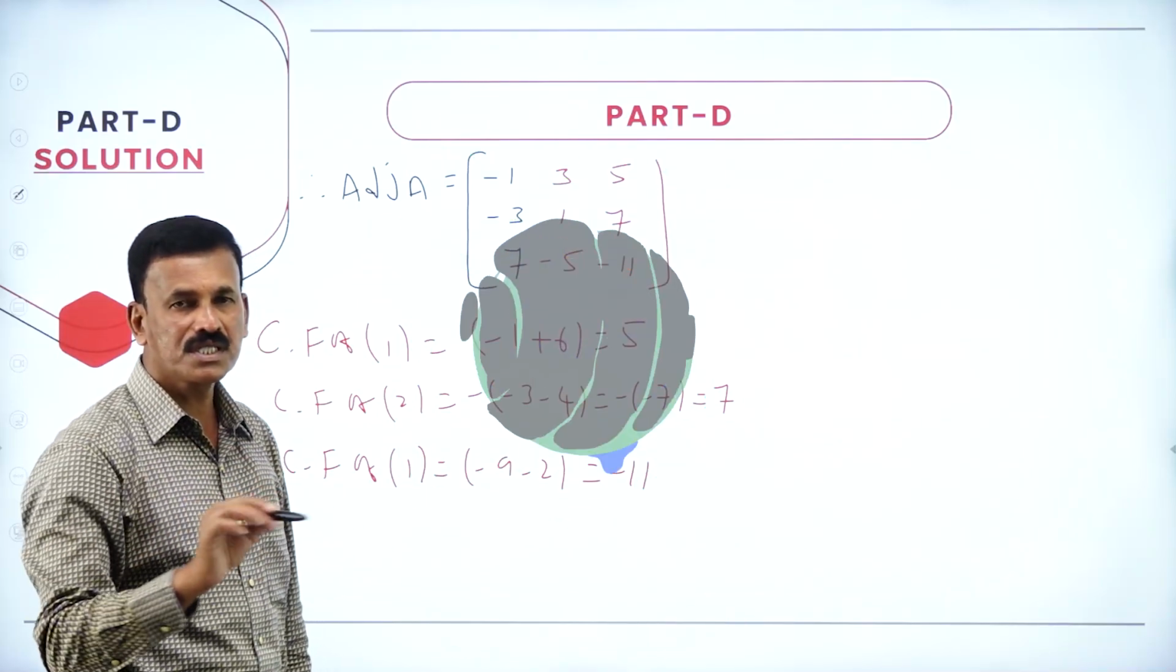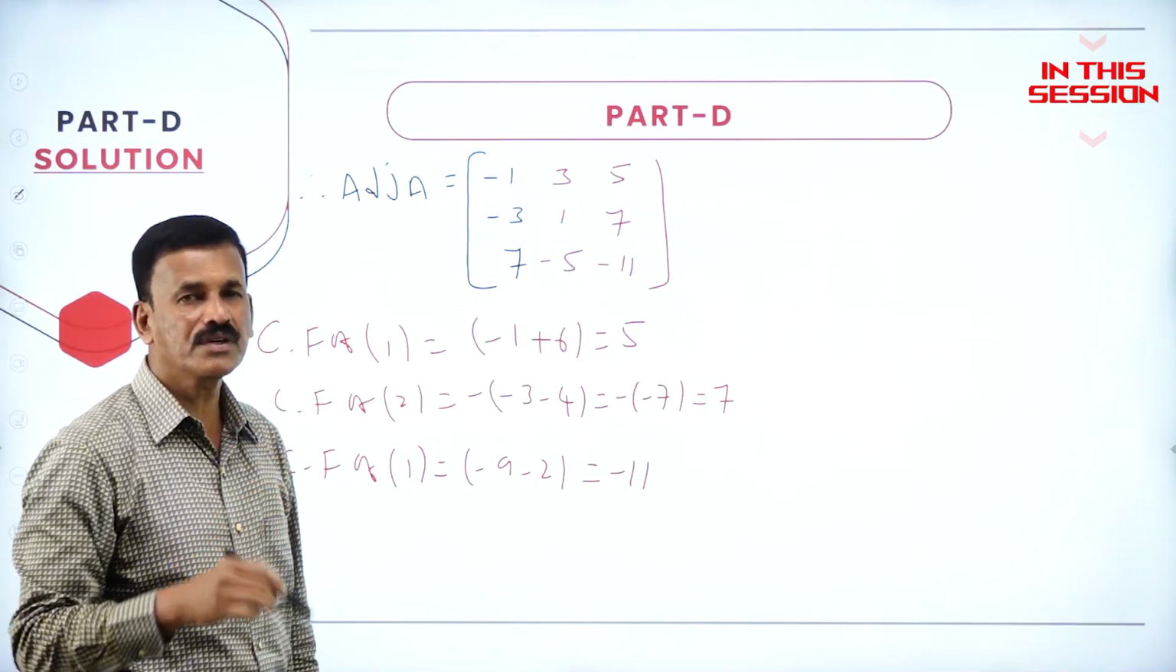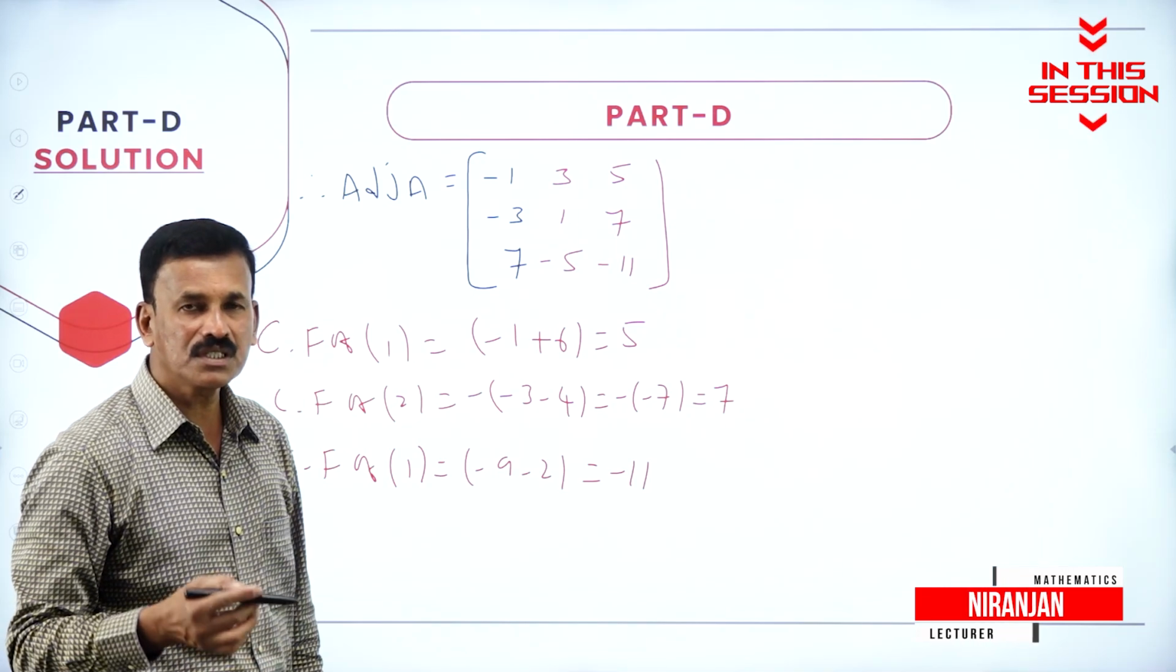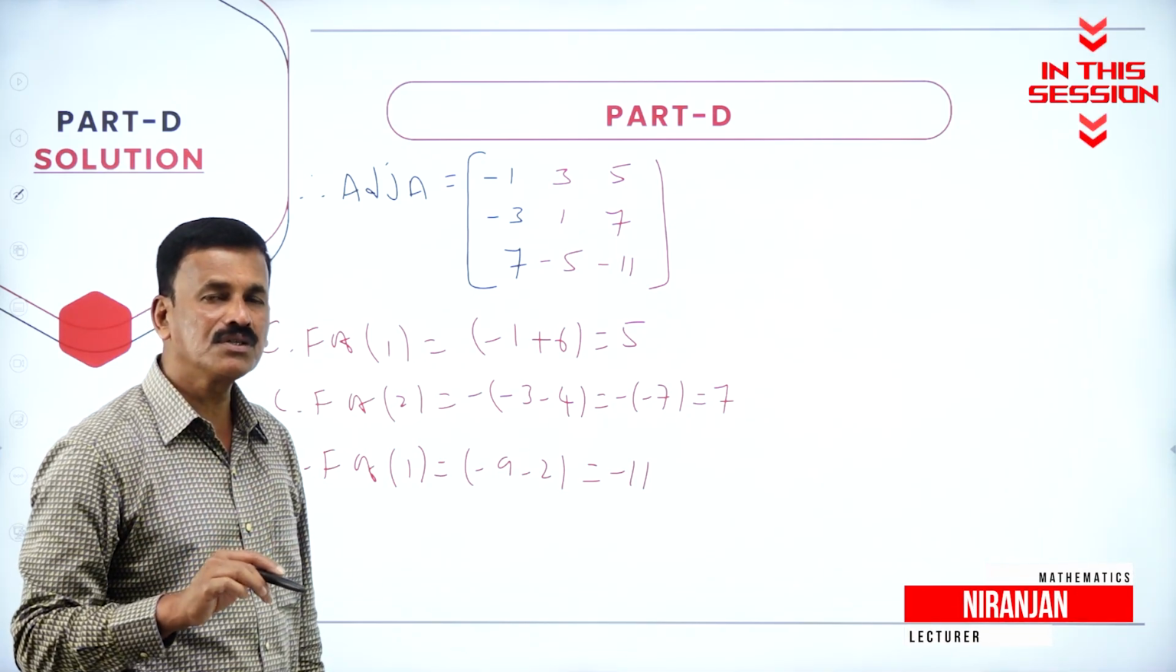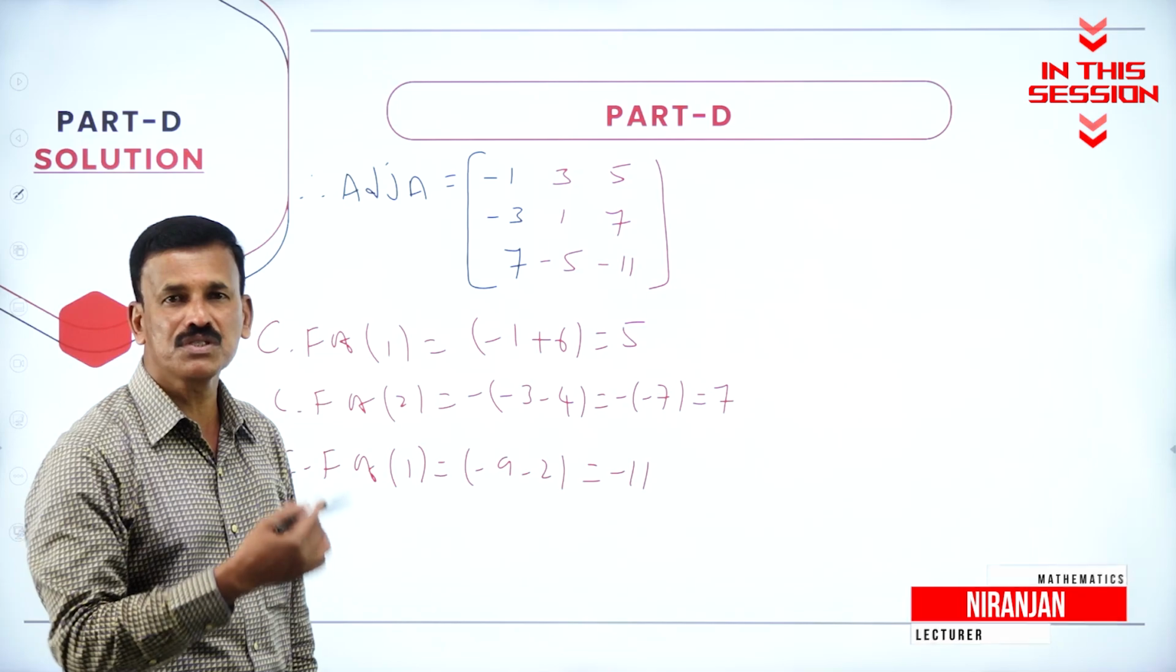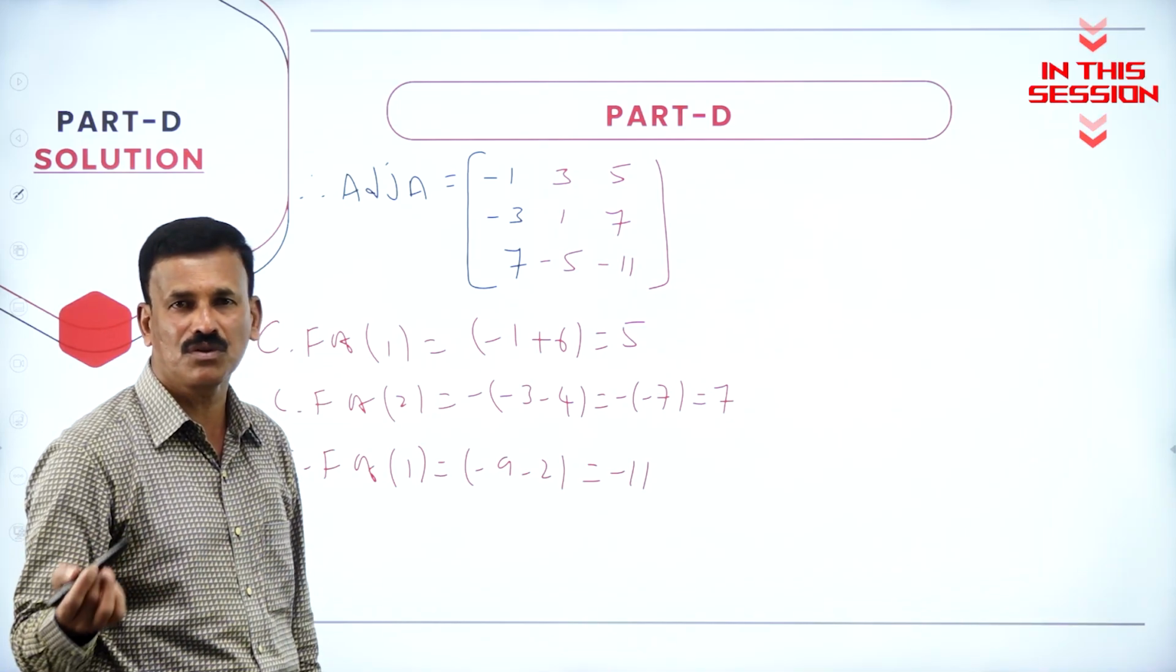Instead of writing first row, second row, third row, if you put it in the form of a column, you will get the adjoint straight away. Otherwise, put in a first row, second row, third row for the cofactor matrix and transpose, you will get the adjoint. Adjoint is the transpose of the cofactor matrix.